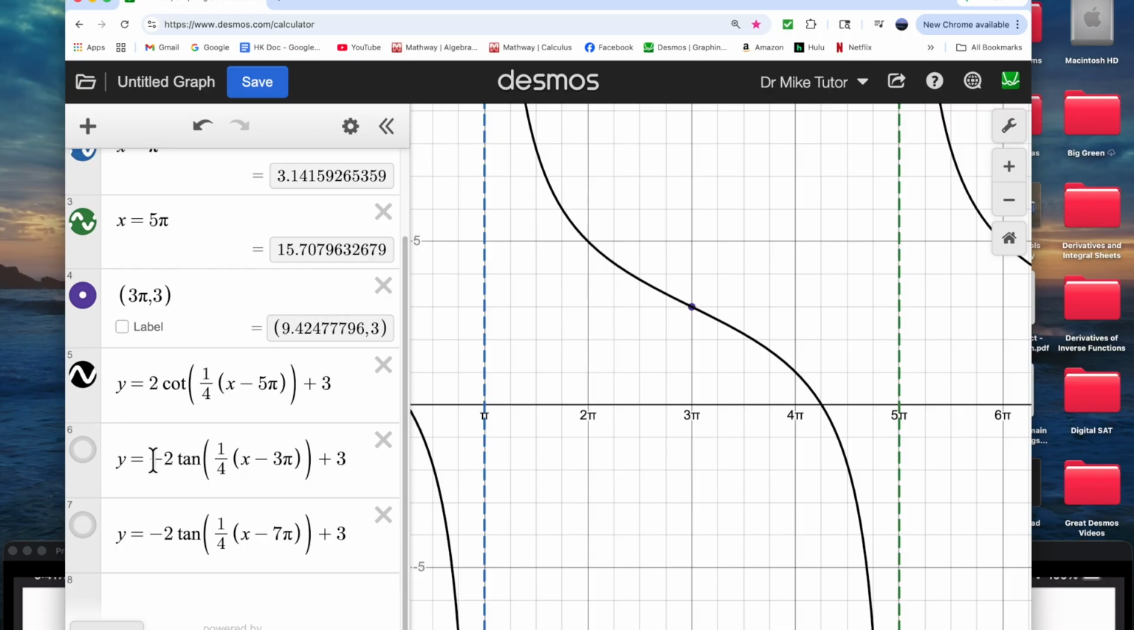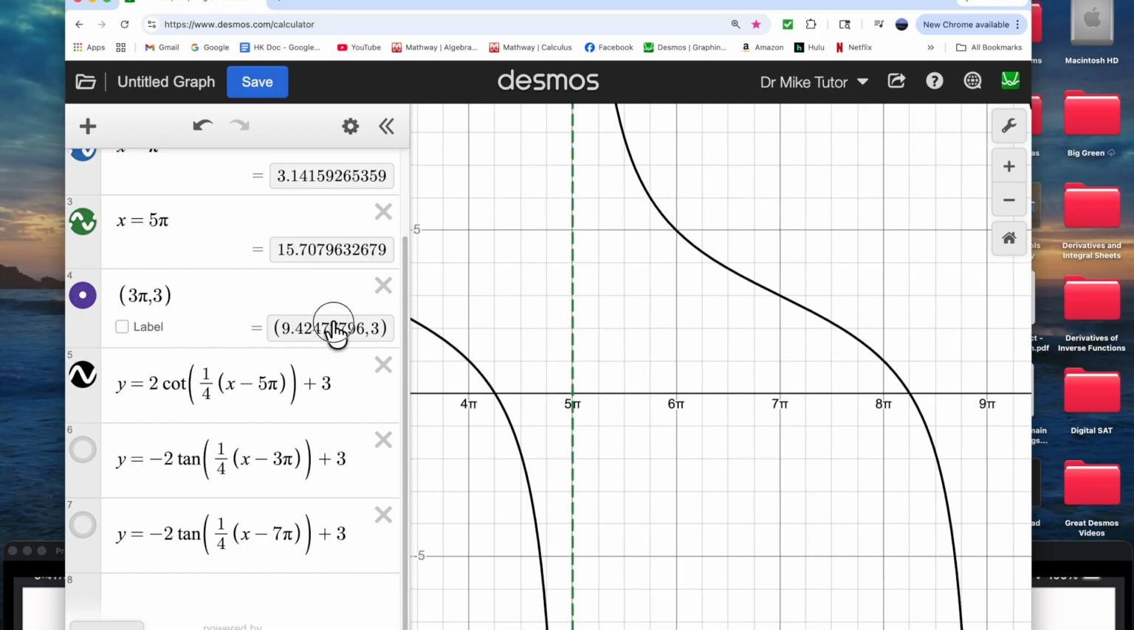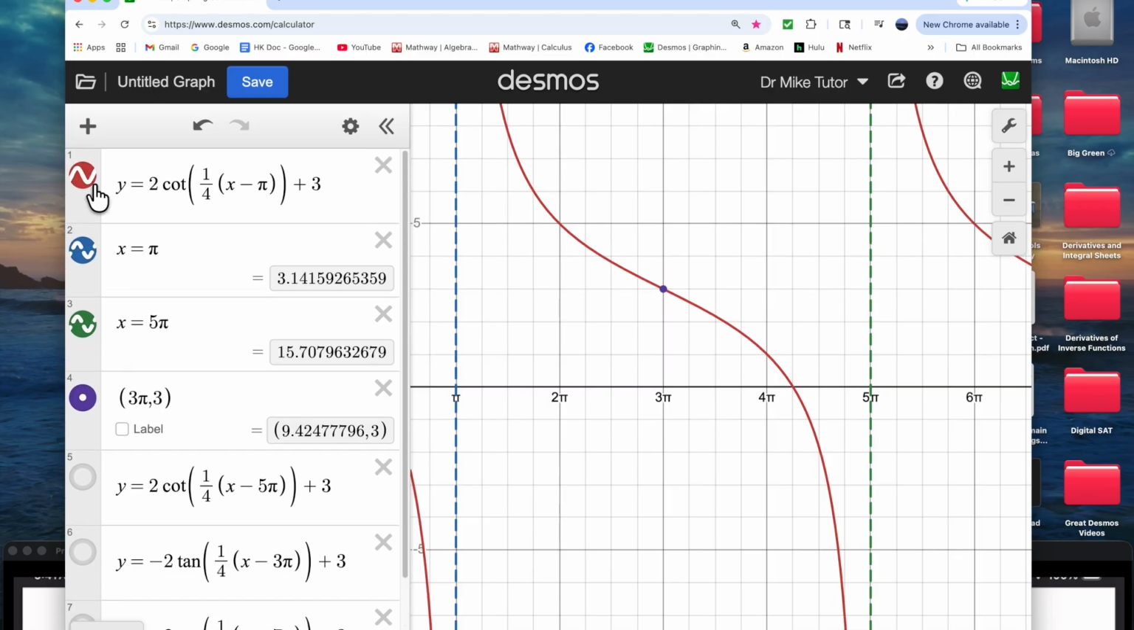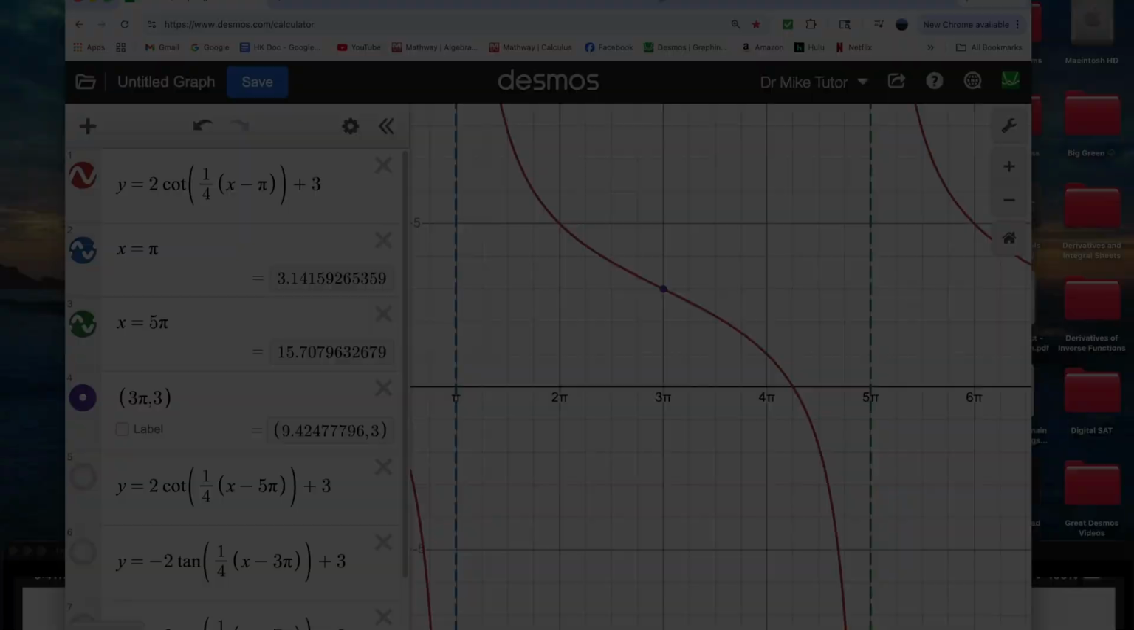Here we switch to tangent. We put a negative in front of it. Now we looked at the center. We saw that the center could either be considered a 3 pi move to the right or a 7 pi move to the right. And as you'll see in a moment, if we click this one, our original cotangent graph goes from black to blue. And then if we click this one, the graph goes from blue to green. These are all the same graphs going all the way back to our original red cotangent function.